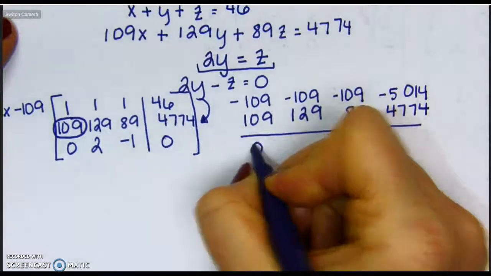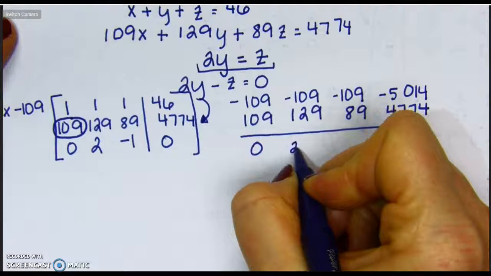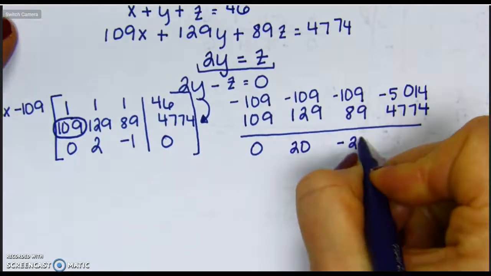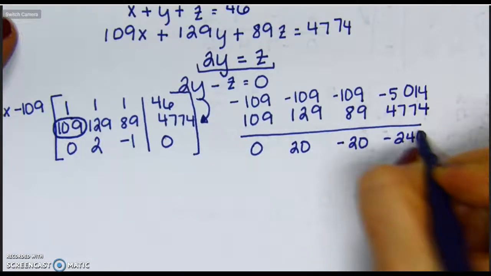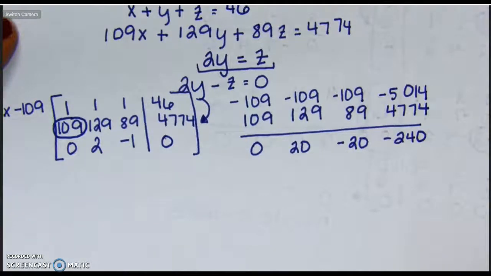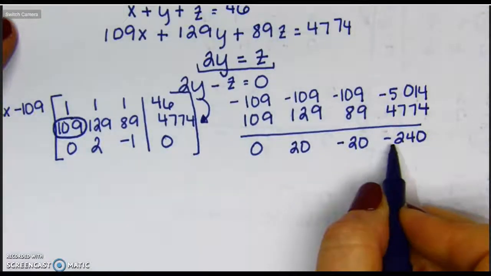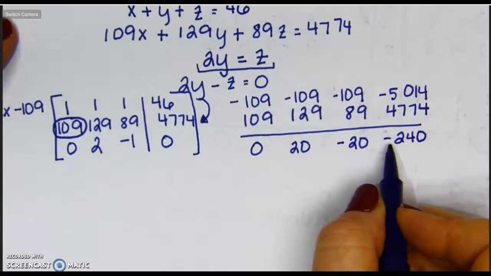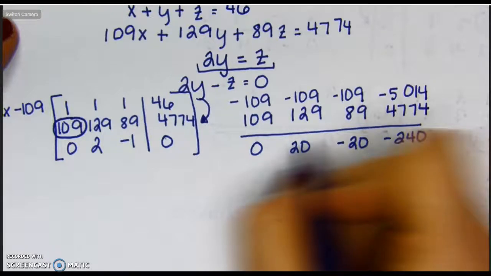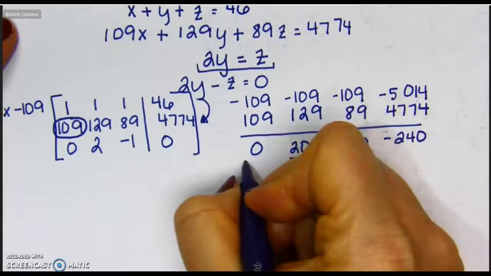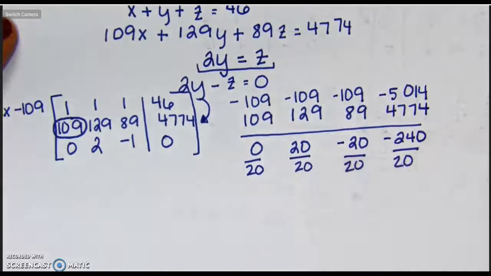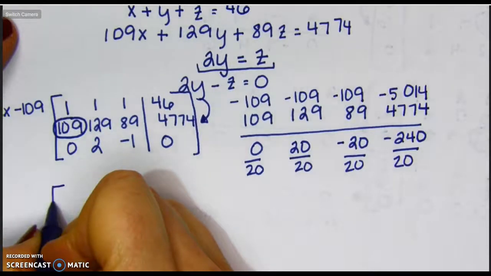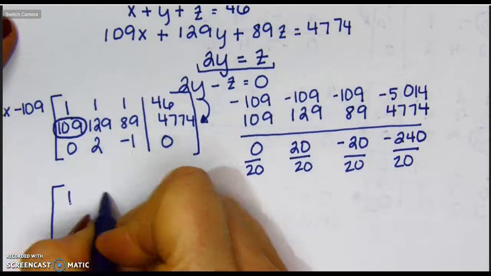So 0, 20, negative 20, negative 240. I see that all of these are divisible by 20 right away, so I'm going to divide everything by 20 before I recreate a new matrix, just to keep things a little more simple for us. Smaller numbers, if you will, to work with.